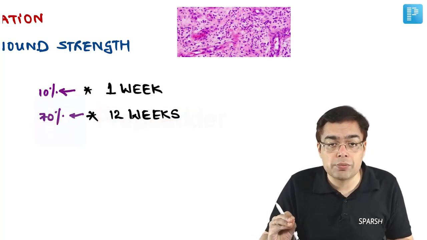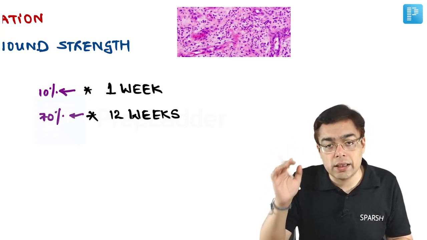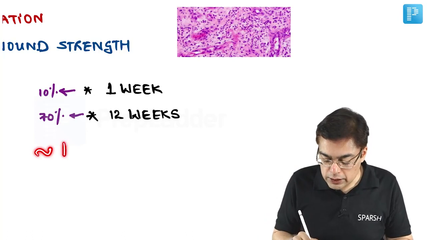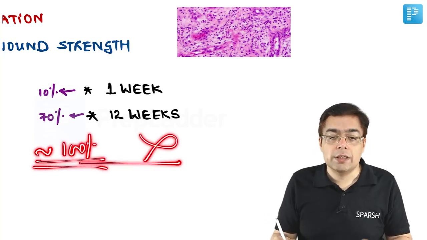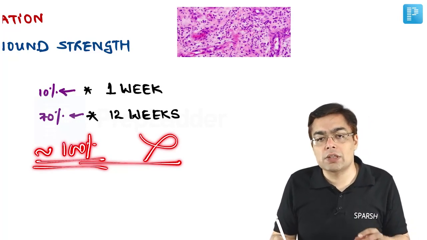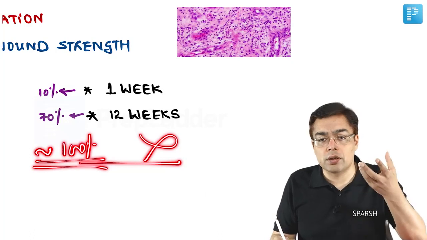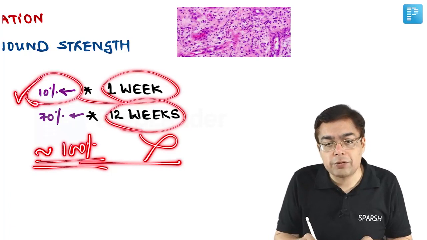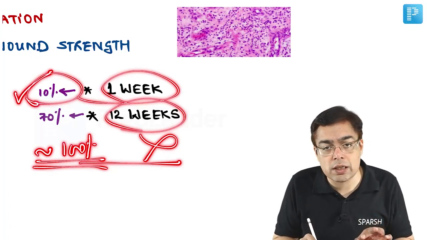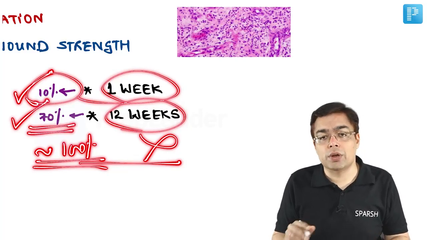As has been asked so many times earlier, as more time passes by, the strength of the wound is going to gradually increase. But please remember, the strength of the wound is never ever going to reach 100%. So theoretically speaking, as and when more time passes by, the wound is going to become stronger. But we need to remember at least those two important timelines. After 7 days, 10% of the original strength, and after about 3 months, 70% of the strength of the wound is going to be present.